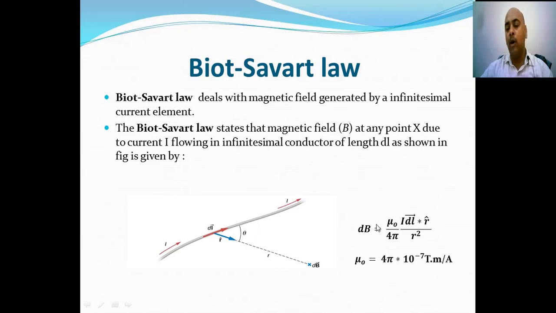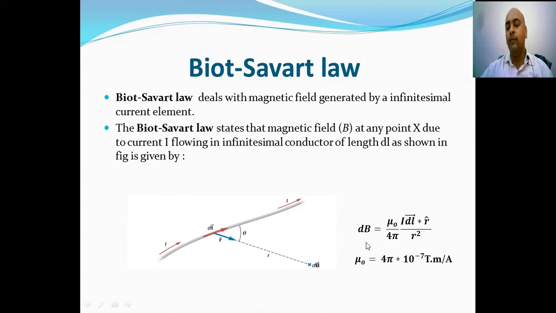So as per the Biot-Savart law, the small magnetic field dB due to current element dl is given by mu naught upon 4 pi, IDL cross r cap, divided by r square, where r cap is the unit vector along the direction of the radial distance. So here mu naught is a constant called the permeability of the medium, and for free space its value is 4 pi into 10 raised to power minus 7 Tesla meter per ampere.